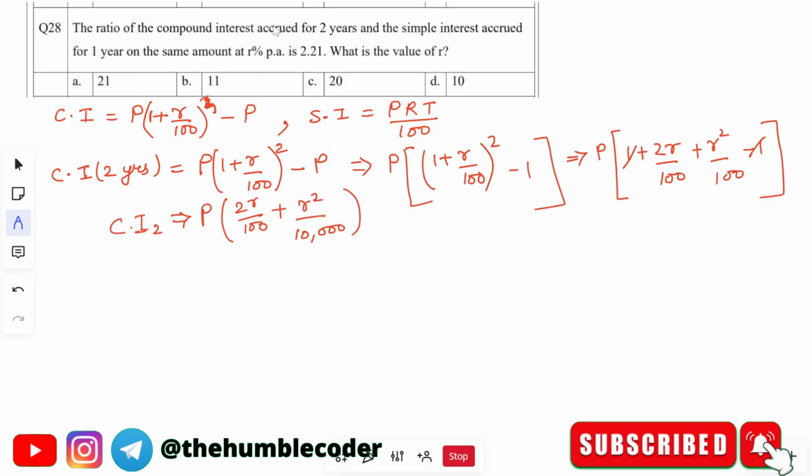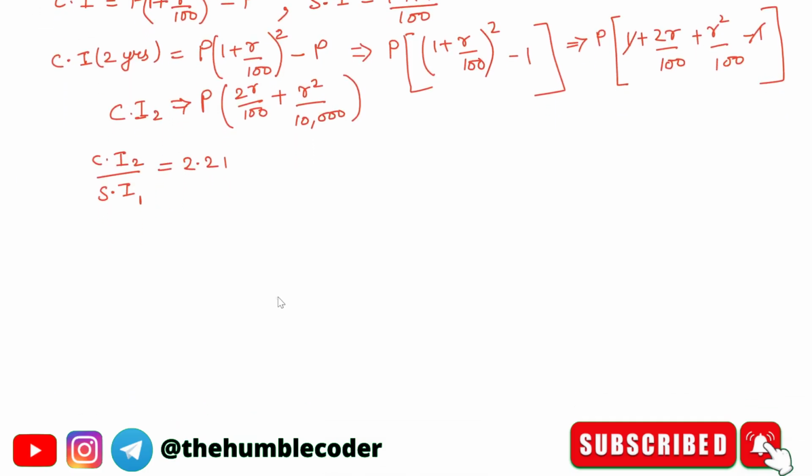We are told the ratio of two things, that is compound interest and simple interest, is 2.21. So we will use these things now. The ratio of compound interest for 2 years and simple interest for 1 year. That is why I am writing CI2 and SI1, because time for compound interest is 2 and time for simple interest is 1. So it is equal to 2.21. This is already given to us. From that only we have taken these things, and now we will start solving, because we have to reach somehow to one point where we get the value of r.